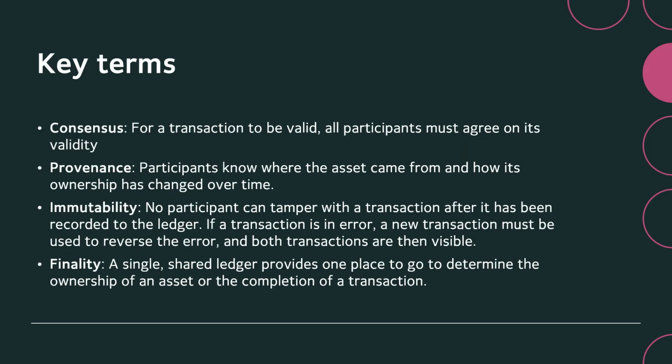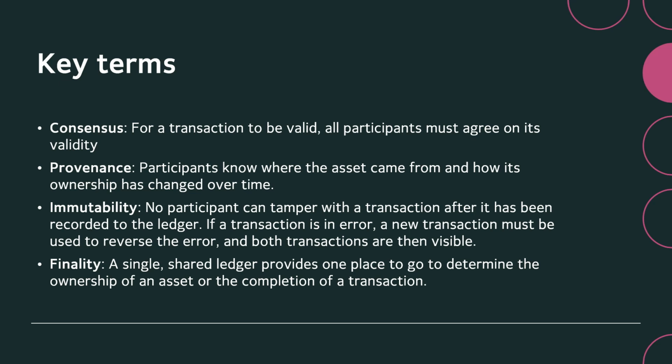Now let's understand a few of the key terms which will give us a better understanding of this whole blockchain concept. First of all, consensus. What is consensus? As we know in English, consensus means where people agree. So for any transaction to be valid, it's a shared ledger which is storing transactions for everybody. When a transaction is put into that ledger, it will be valid only if all the participants agree on its validity. So there has to be a consensus.